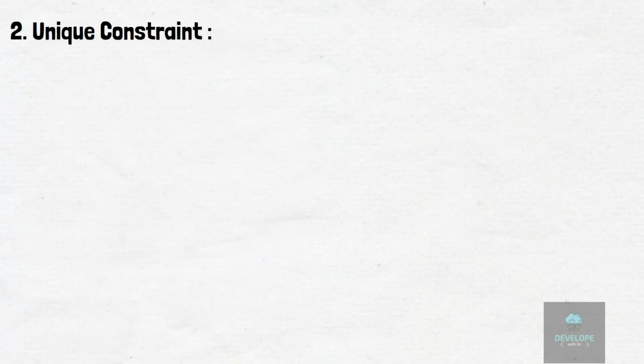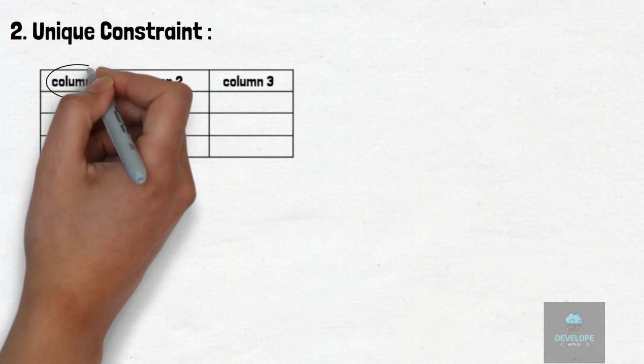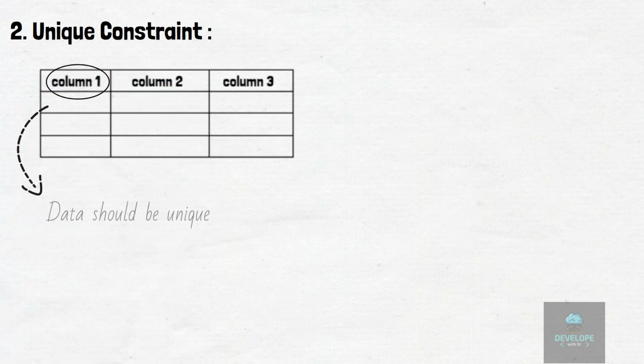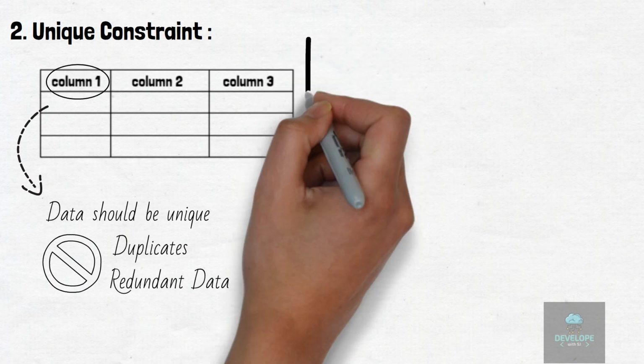Unique constraint. As the name specifies, this refers to the limitation on a column that data in that specific column has to be unique, which means no duplicate or redundant data can occur in that column.